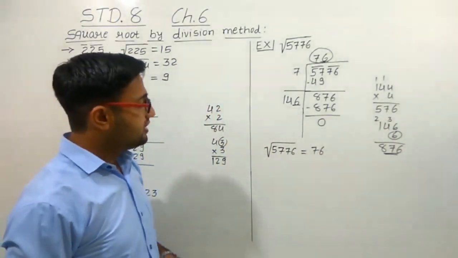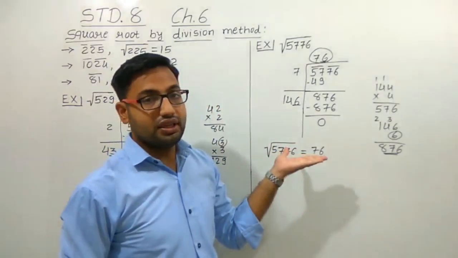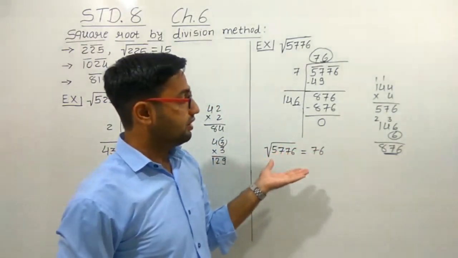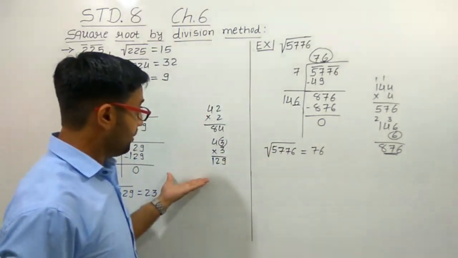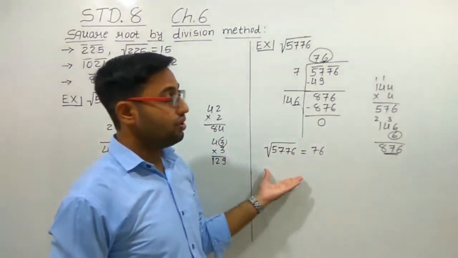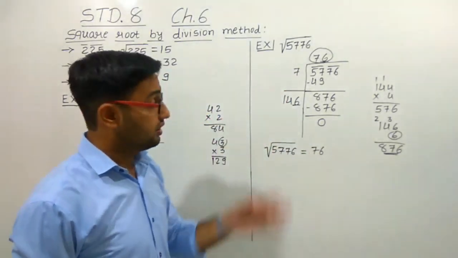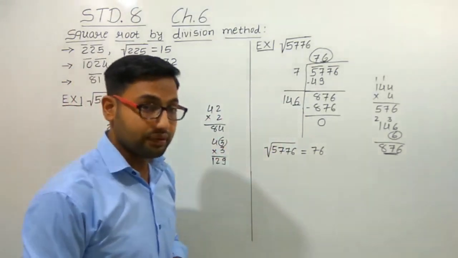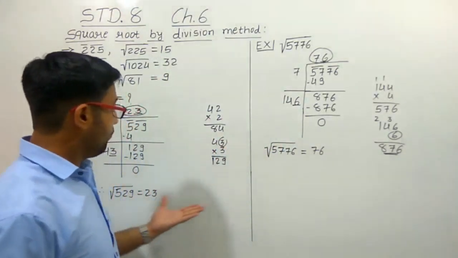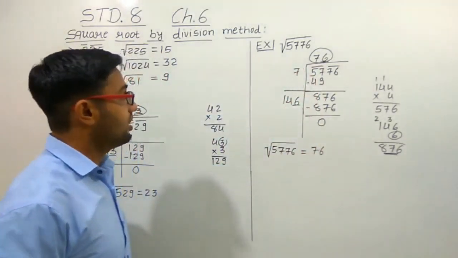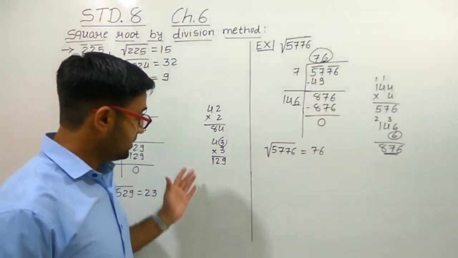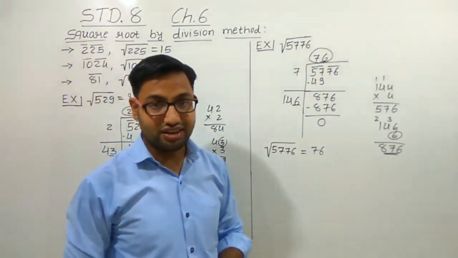Okay, so this division is actually different from the division we usually use, right? But because we want to find the square root, we can use this method, and this is actually a very easy method. Okay, so you can now find the square root of any number by using this division method. Okay, so this is all about this lecture. Thank you.